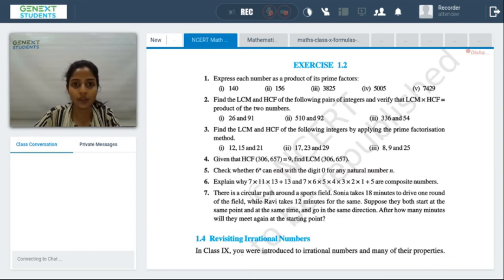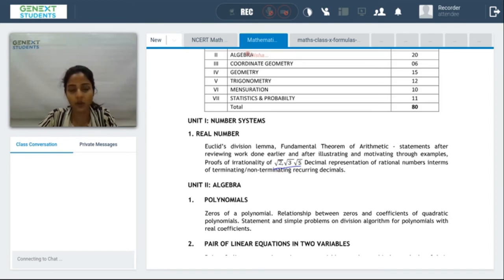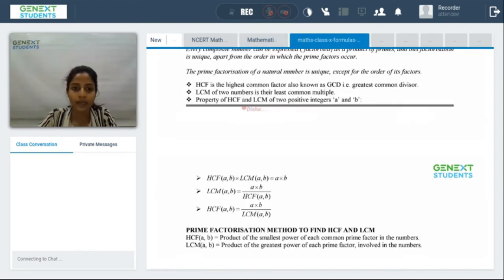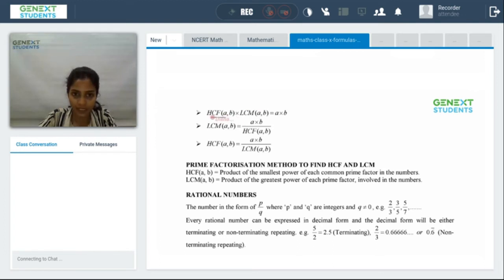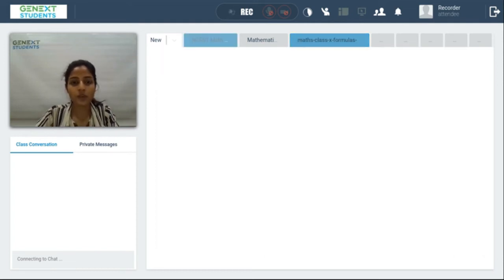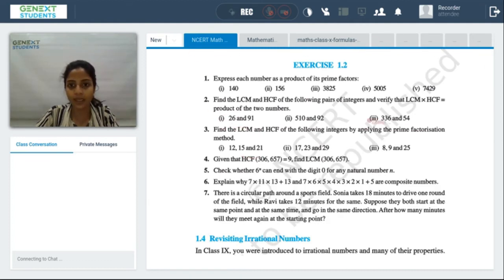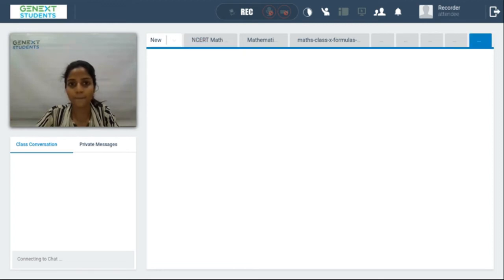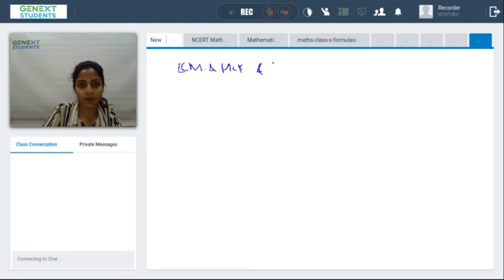Then in the next section, we have to find the LCM and HCF of the following pairs of integers and verify that LCM into HCF is the product of the two numbers. So, as we saw, we had this formula over here. We will find the HCF once and the LCM once, then multiply the two numbers A into B, and check if these two are equal. Starting from here, the question is 26 and 91. We'll take the first question only.